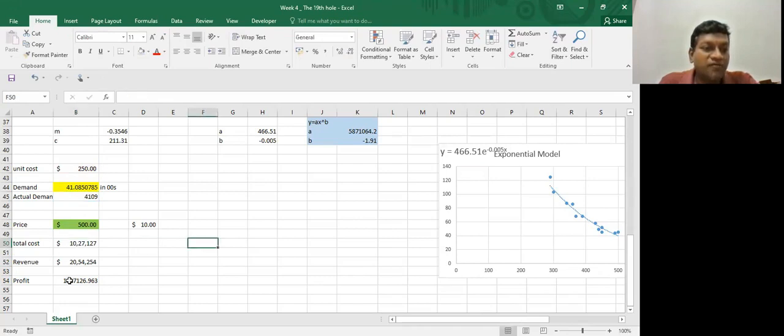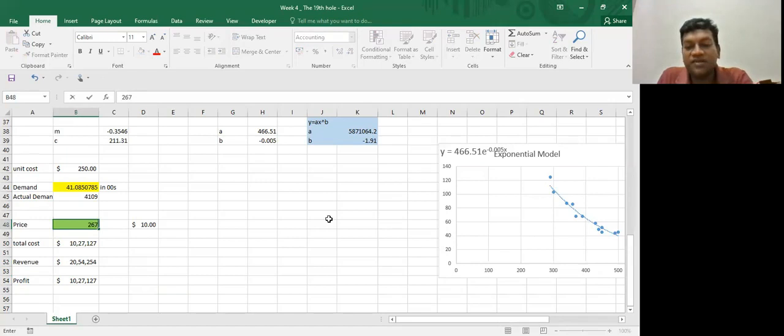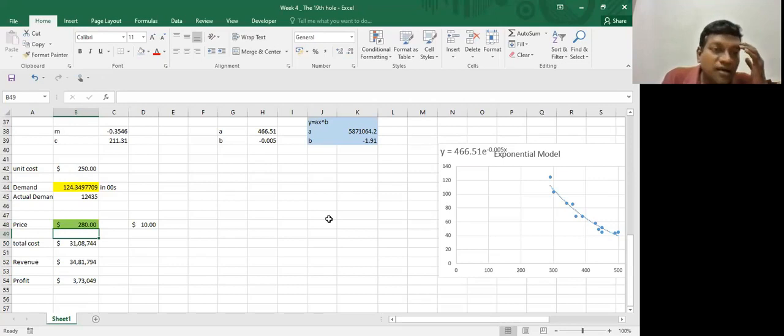And the profit, I'm just copying the format here. So this is the price, and this is the profit. You can see that every time I change the price, let's say 267, I'm not allowed to do that; I have to take multiples of 10. You find that the whole thing changes: the demand changes, the total cost varies, the revenue varies, the profit varies, and so on.